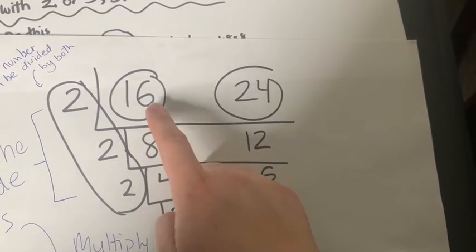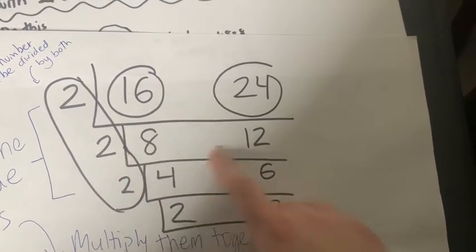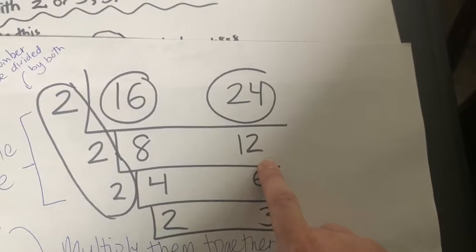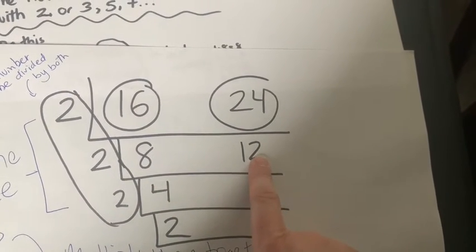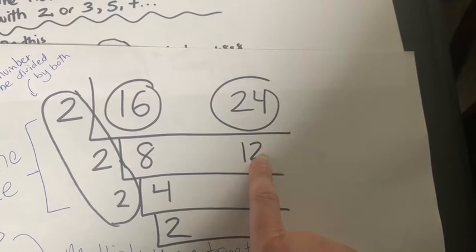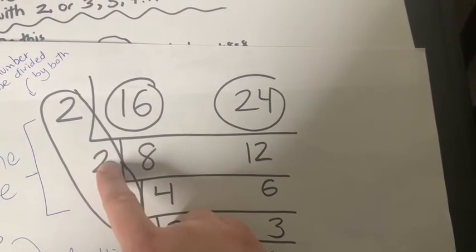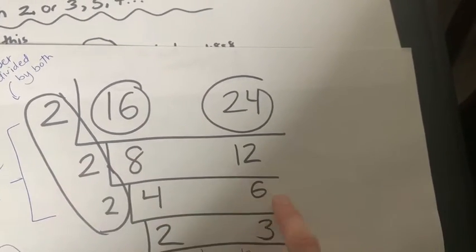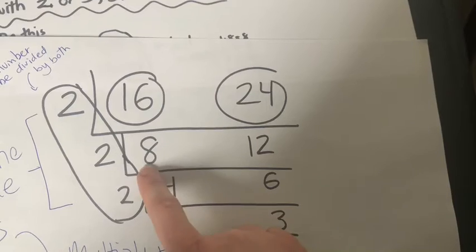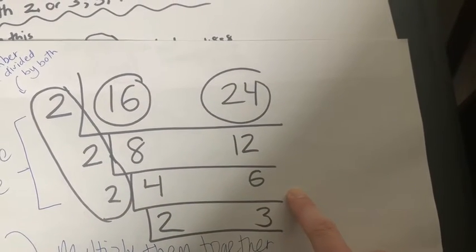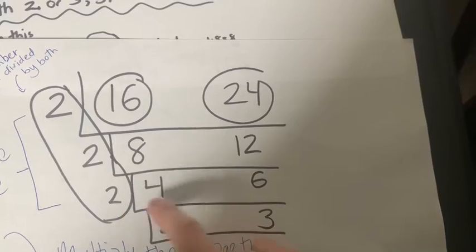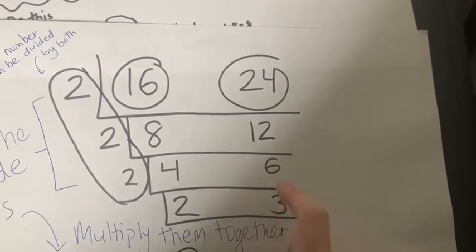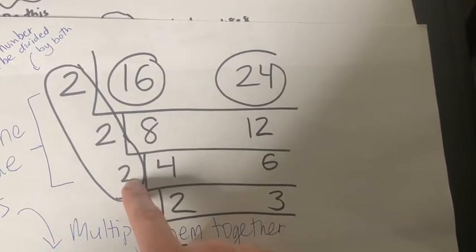So what I'm going to do is put those two numbers underneath here, and I'm going to do that same L. And then I'm going to compare 8 and 12. 8 and 12 are even numbers, so I know that I can divide them by 2 again. So I'm going to put that 2 out here, and I'm going to go 8 divided by 2 is 4, and 12 divided by 2 is 6. And then I'm going to, again, catch the numbers and create this sort of L. And then I'm going to compare 4 and 6. 4 and 6 are still even, so I can divide them by 2 as well.